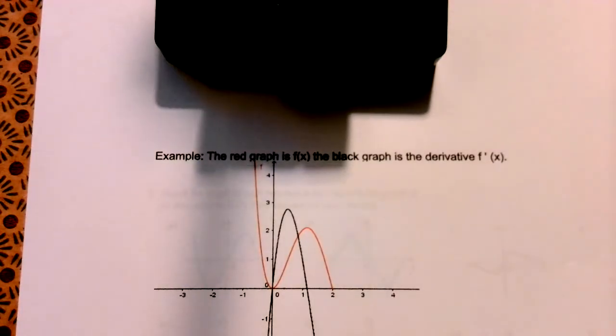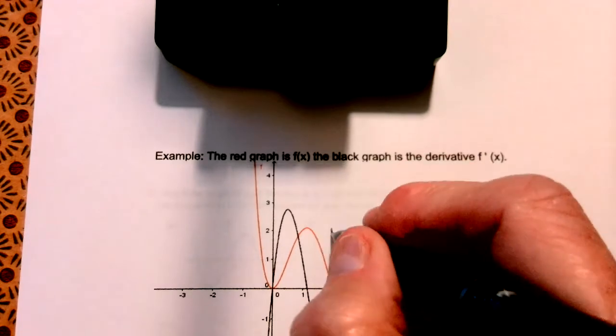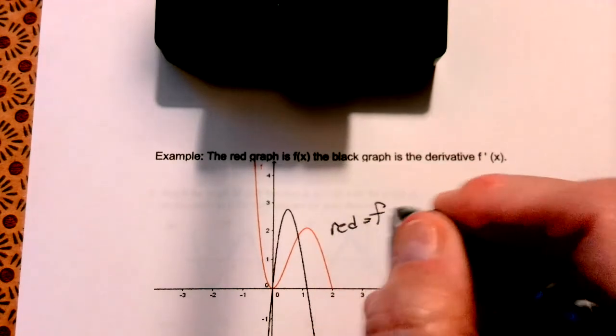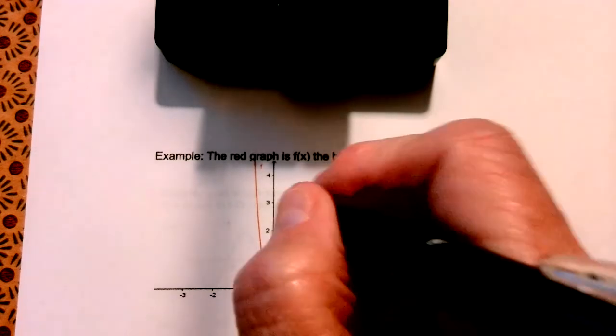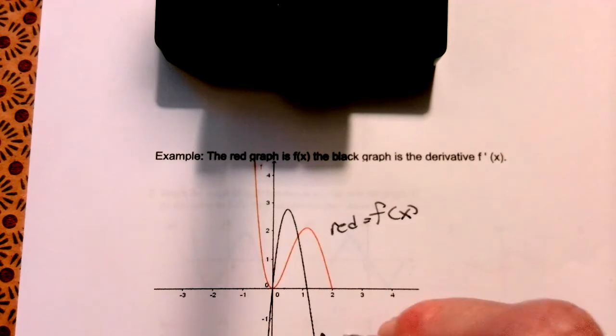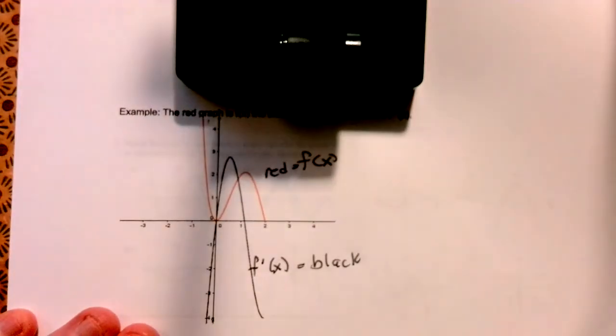So we've got two functions here. The red graph is f of x. So red is f of x. And the black graph is f prime x. So the black is f prime x. Now, what we're trying to do here is see some relationships between the graph of a function and the graph of its derivative.